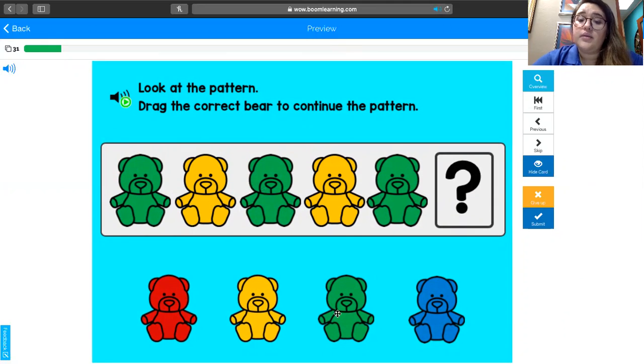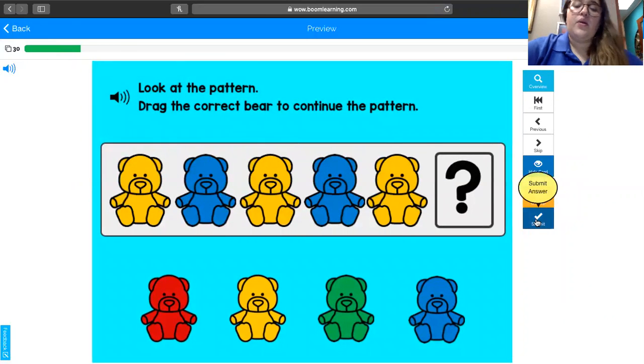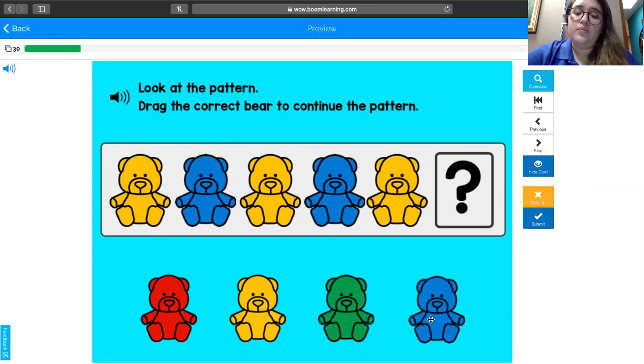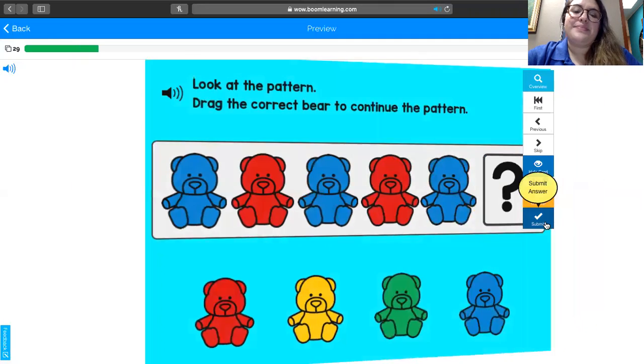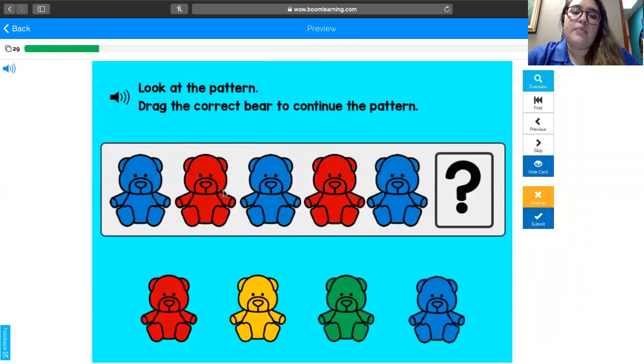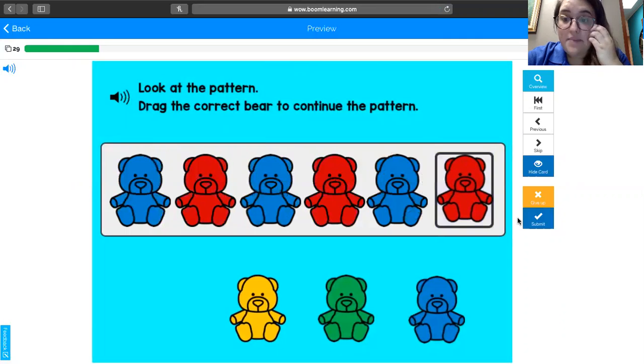Green, yellow, green. Look at the pattern. Drag the correct bear to continue the pattern. We have yellow, blue, yellow, blue, yellow, blue. Very good. Now we have blue, red, blue, red, blue, red. This is an AB pattern.